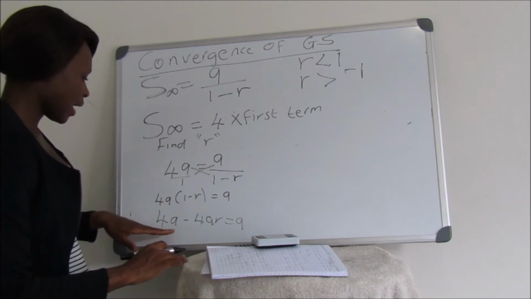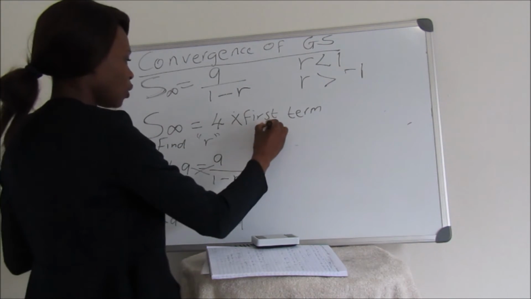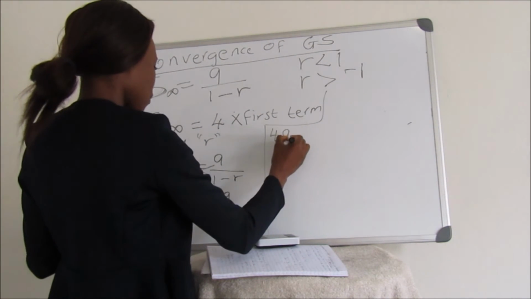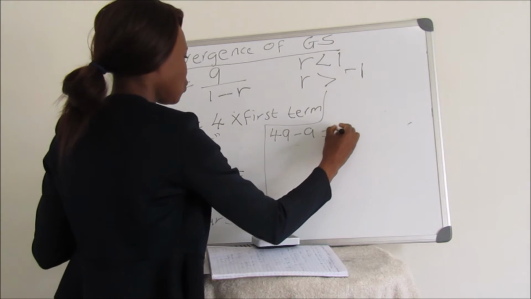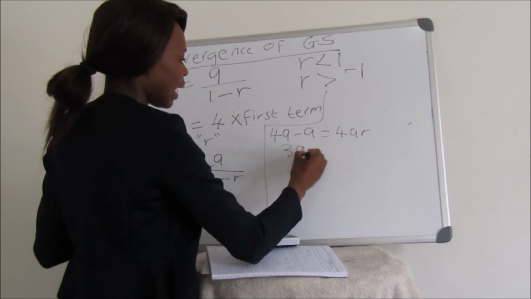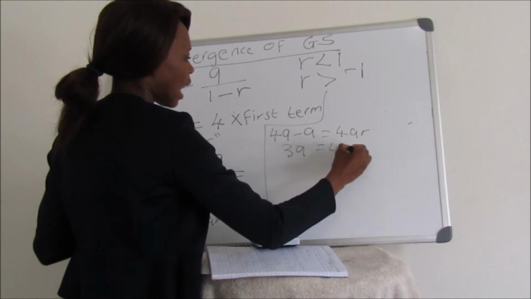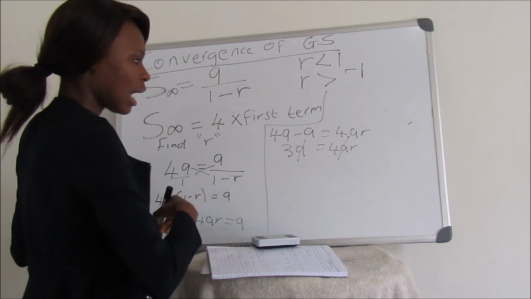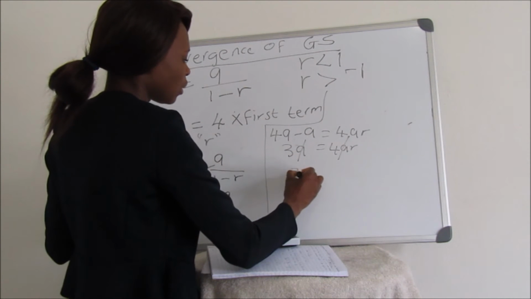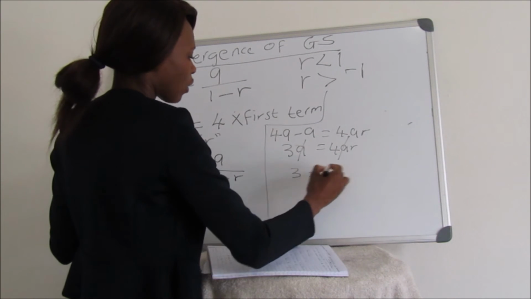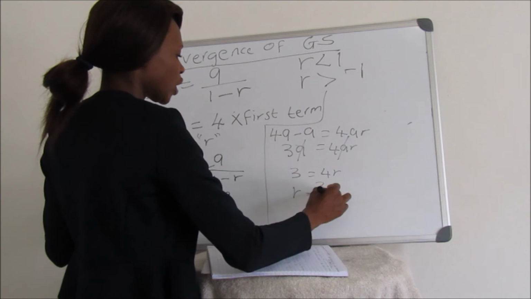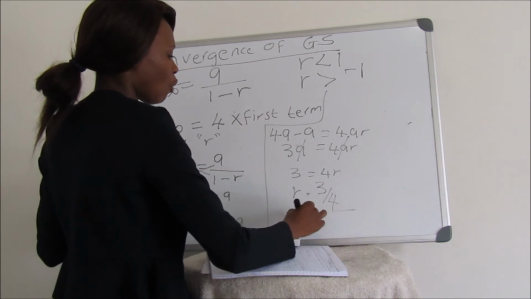Alright, and then from there we can group the like terms, which will be 4A minus A is equal to 4AR. Then from here we are left with 3A is equal to 4AR. The A here can cancel out because it is common on both sides of the equal sign. We are now left with 3 is equal to 4R. To find our common ratio, we divide throughout by 4 and our common ratio will be 3/4.